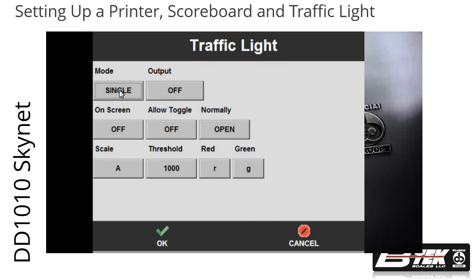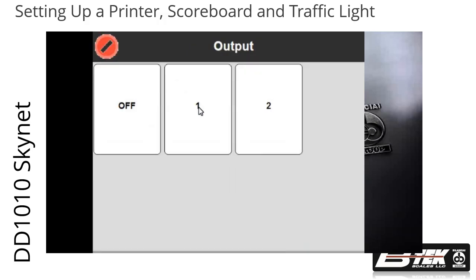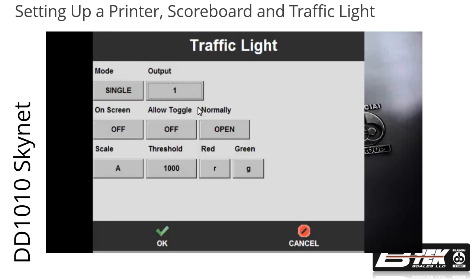We're then going to select the mode. The easiest is single, but you can do a double, which is 2 outputs, one for red, one for green. After you select single, you then select the output that's going to toggle the light on and off. So we're going to connect to output number 1. We can turn it on and off, whether it's going to be displayed on the screen.